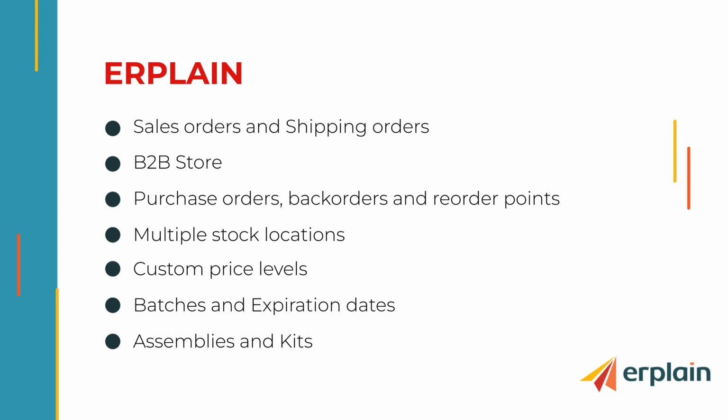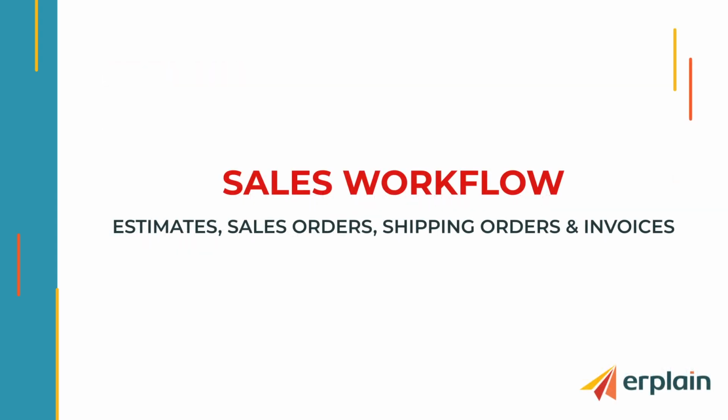With Erplain, you can create sales orders to reserve products that have been sold but not yet fulfilled, giving you real-time visibility of what is available for sale. Invite your customers to your B2B store. Optimize your purchasing with purchase orders. Track your inventory in multiple stock locations. Manage multiple price levels and price rules. Track batches and expiration dates for traceability. Create assemblies and kits for products with components or made from other products. Let me give you a quick tour.